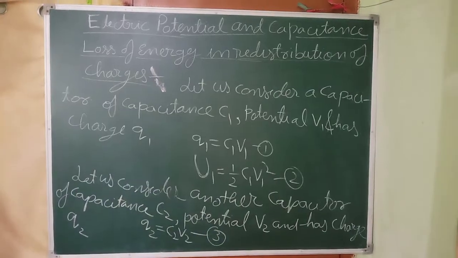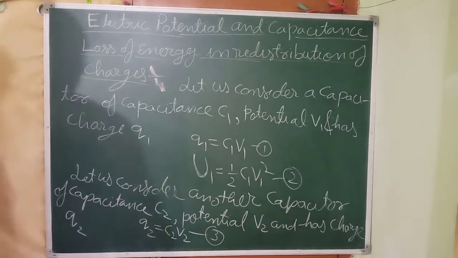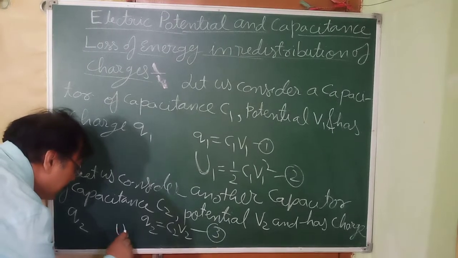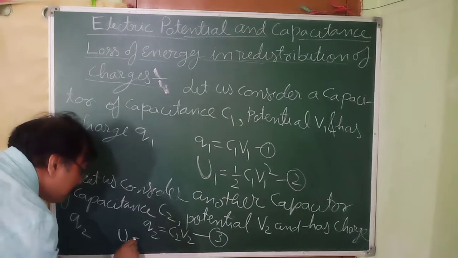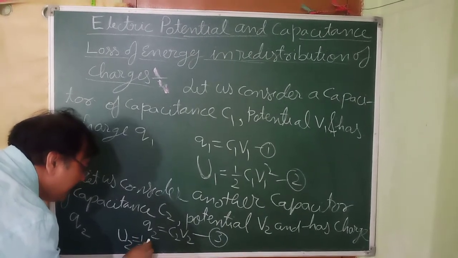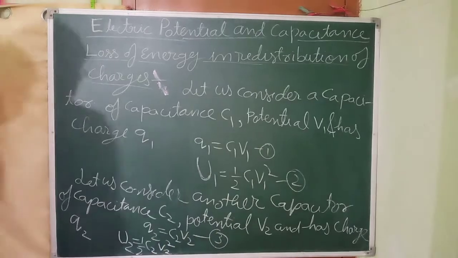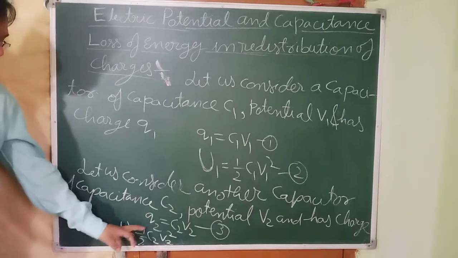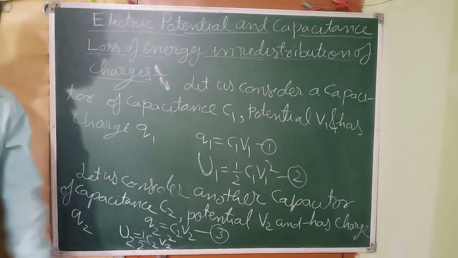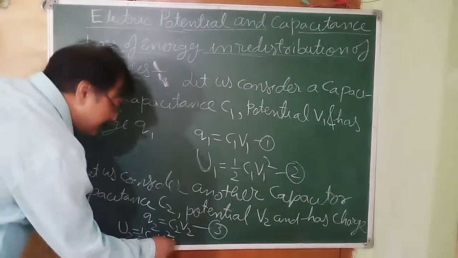Now what about the energy of this capacitor? The potential energy stored in the capacitor, we can write U2. U2 is equal to how much? Half C2 V2 square. And we can mark it equation number 4.